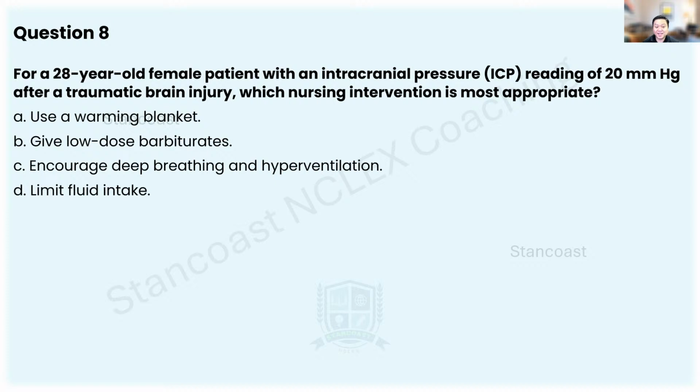Let's have number 8. For a 28-year-old female patient with an increased ICP reading of 20 mmHg after a traumatic brain injury, which nursing intervention is most appropriate? Is it A, use a warming blanket, B, give low dose barbiturates, C, encourage deep breathing and hyperventilation, or D, limit fluid intake? Your patient's reading is 20 ICP. So which nursing actions should you be providing for this patient? Appropriate nursing actions.